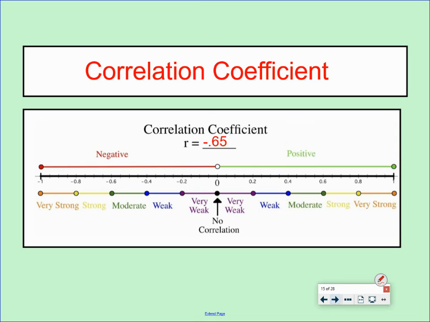Let's do another one. Say our correlation coefficient is -0.65. We know -0.65 would be right there, because that would be negative. If we describe it, we know the type would be negative, and the strength over here is strong. So to describe a correlation coefficient of -0.65, it has a negative and strong correlation.